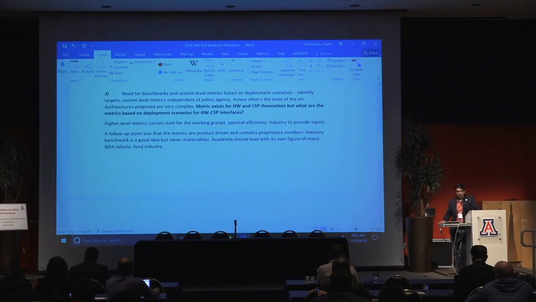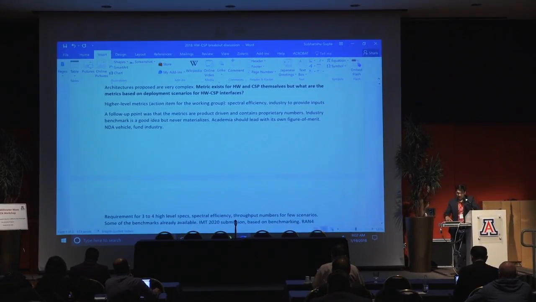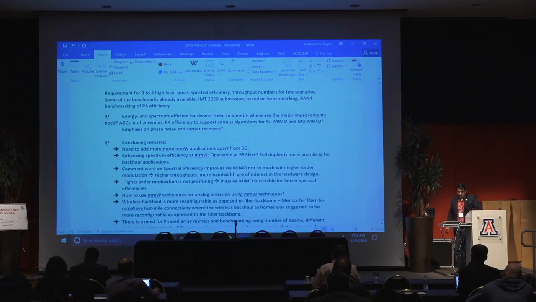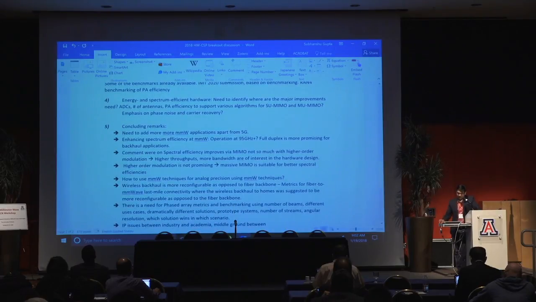The emphasis was on spectral efficiency, and then there was also a follow-up point regarding the discussion between academia and industry. Some of these metrics that are driven by the industry are product-driven and contain proprietary numbers. So industry benchmark is a good idea, but it never materializes. So academia should lead with its own figure of merit as well at times. As some of the previous speakers also mentioned, we can follow these benchmarks through the IMT 2020 submission and the RAN4 for different PA efficiency.